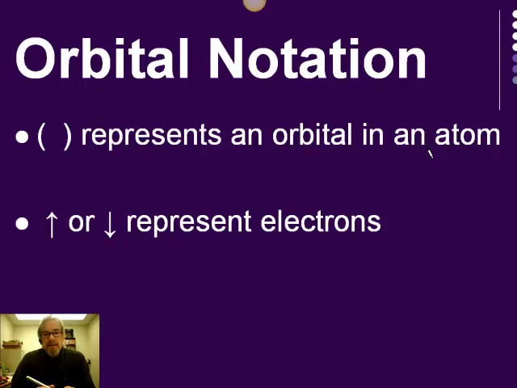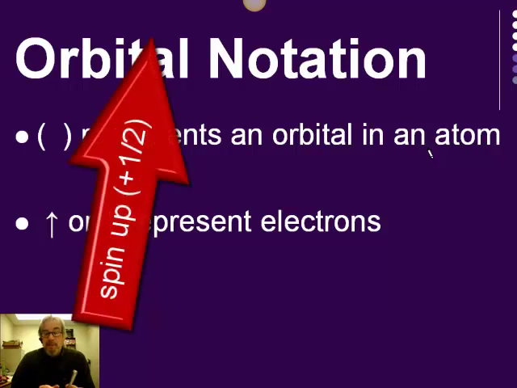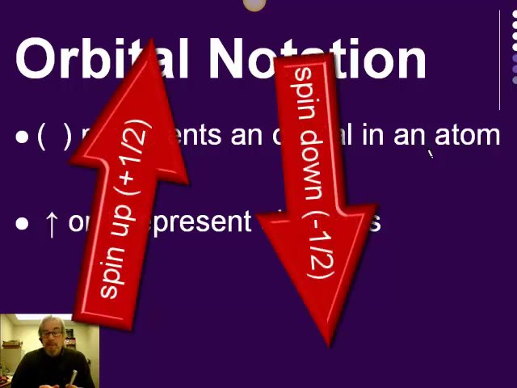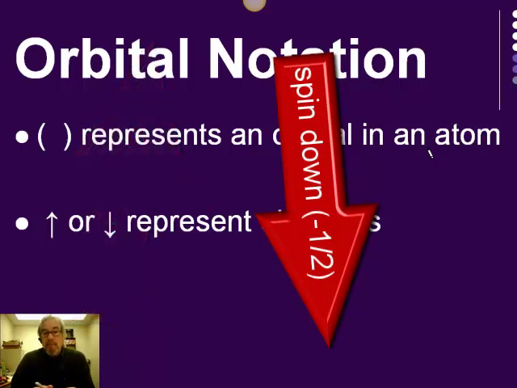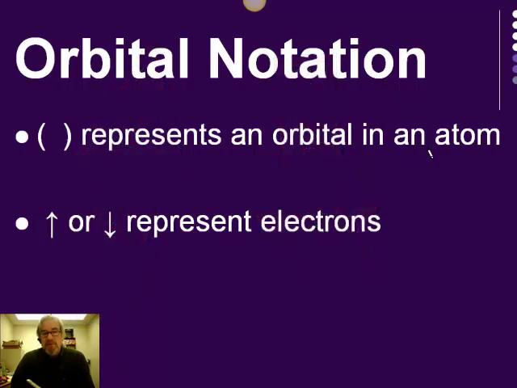Now, electrons have a property called spin, and the spin can only have 2 different values. One is called spin up, or plus 1/2, and the other one is spin down, or minus 1/2. It's actually almost a quantum number. It has only 2 values. And those arrows are going to go inside of the orbital, inside the parentheses, to represent the electron.